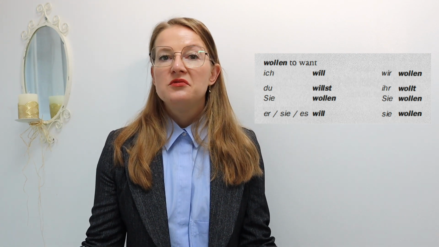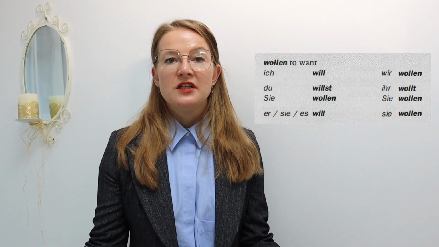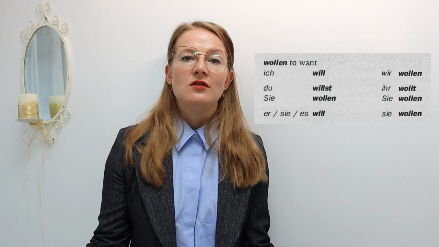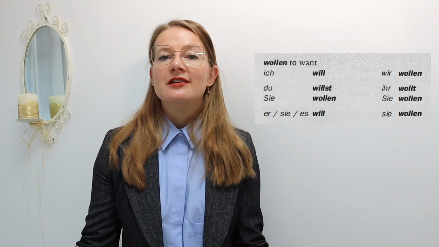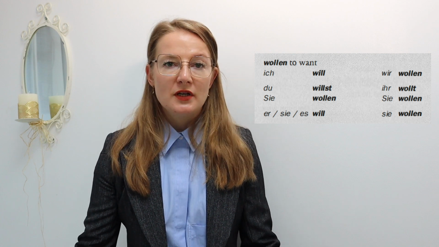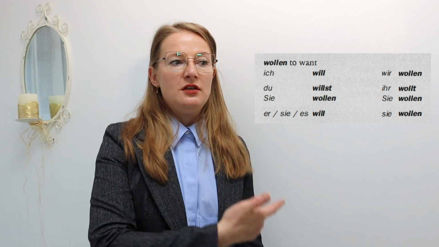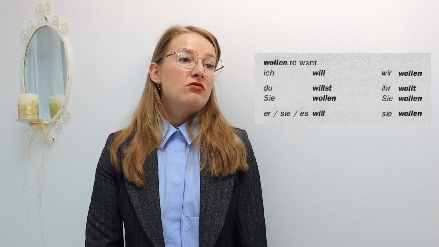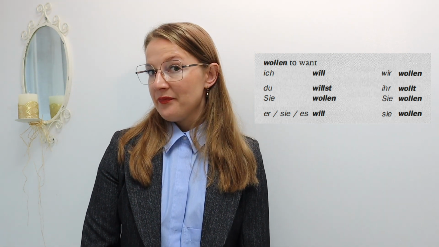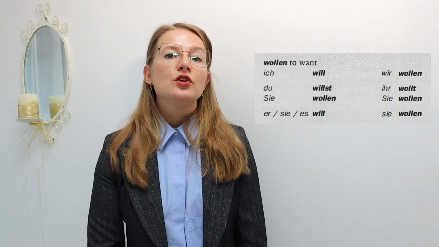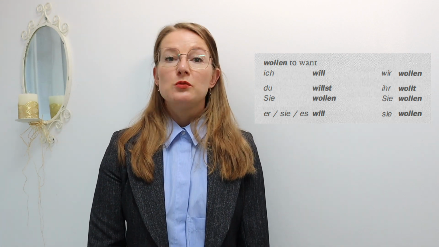Nothing new to us, right? We know that the first person singular and the third person singular are identical when it comes to the modal verbs, right? Ich will, er will, sie will, es will. The rest is the same. Right, let's move on to sollen, which is ought to or should.